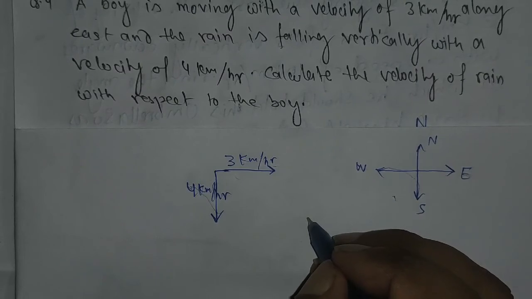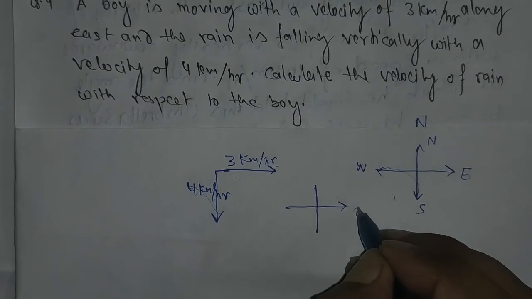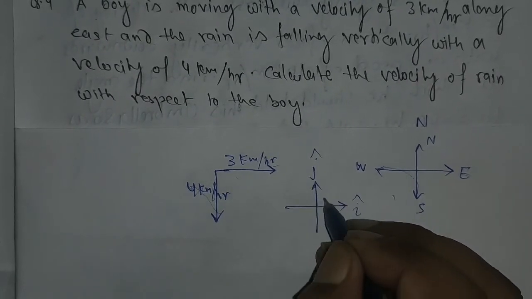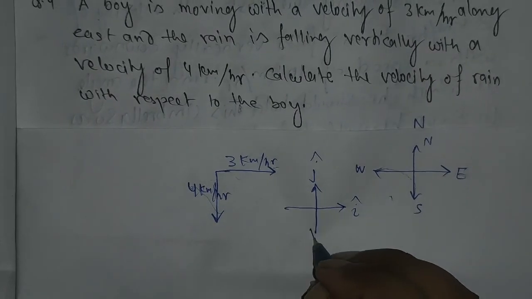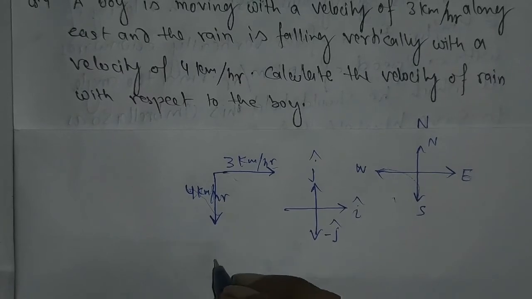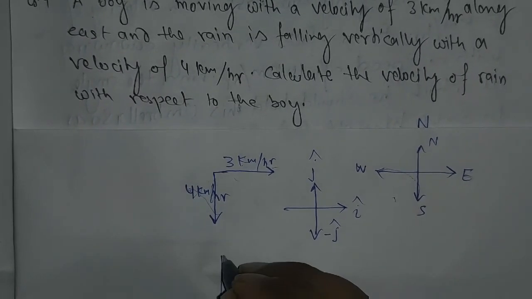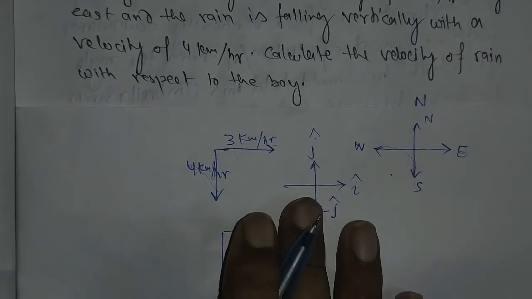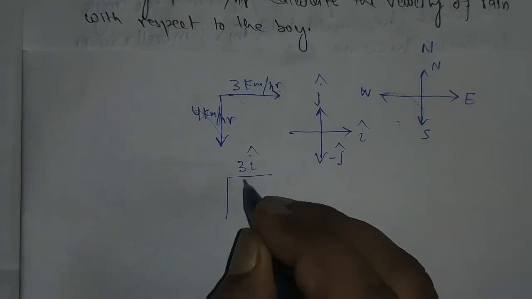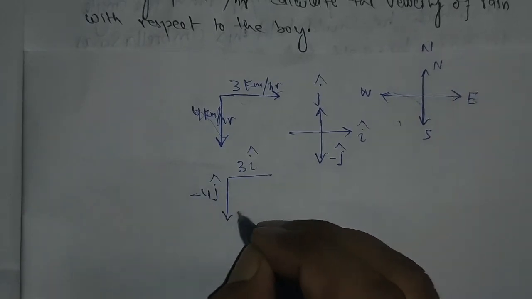But vectorially I want to draw this picture. Students, see here, this is the direction of i cap, this is the direction of j cap. Okay, and similarly this is the direction of minus j cap. So here you see, again I am drawing, this is 3i cap and this is minus 4j cap. Okay, these two vectors are here.